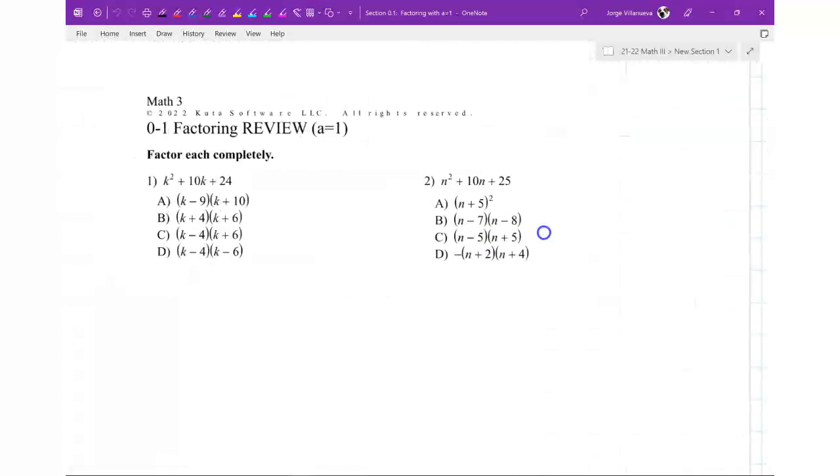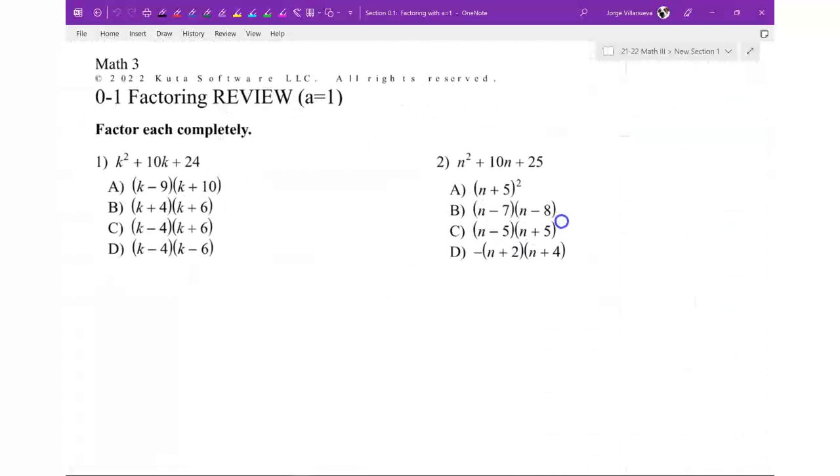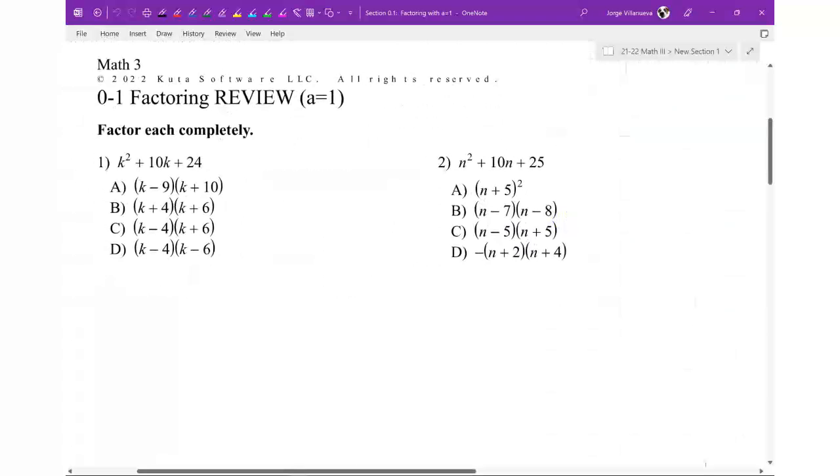All right, so for today, again, we're doing section 0.1, factoring with a equal to 1, meaning everything that we're going to factor doesn't have a number in front of the squared term. So you can see number 1 says k squared plus 10k plus 24, right? There's no like 3k squared or anything like that. For number 2, it's just an n squared, right? So the a value is a 1.